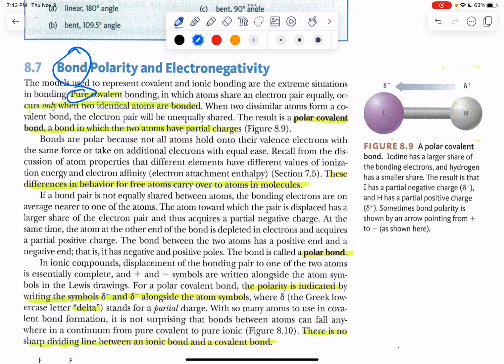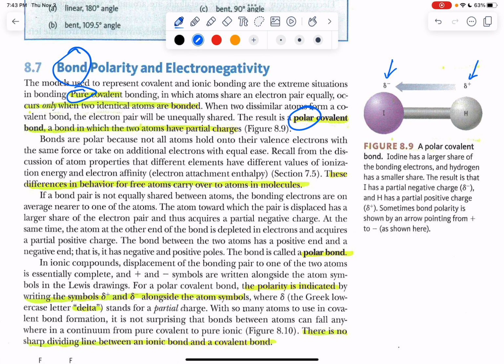When you do not have perfect sharing, that implies that one atom will have the negative charge more than the other atom because the electrons will be closer to it than the other atom, in which case that's going to be a polar covalent bond. We can indicate the polarity of the bond with this symbol right there. Delta, the Greek symbol you see here, can be negative or delta can be positive.